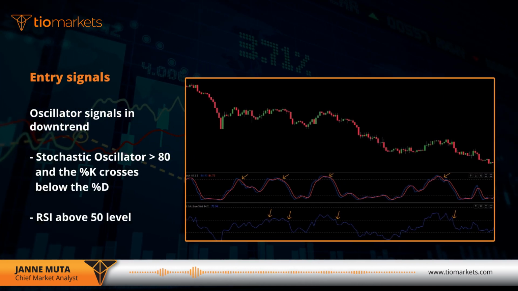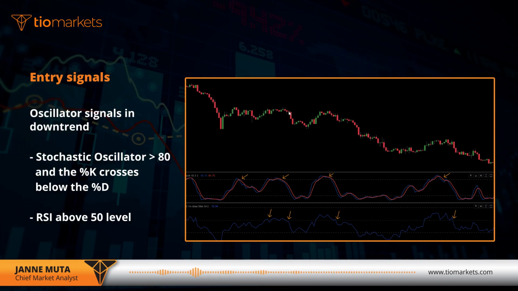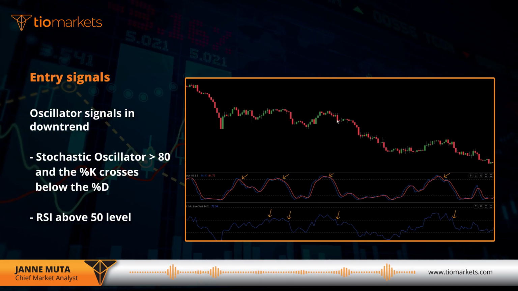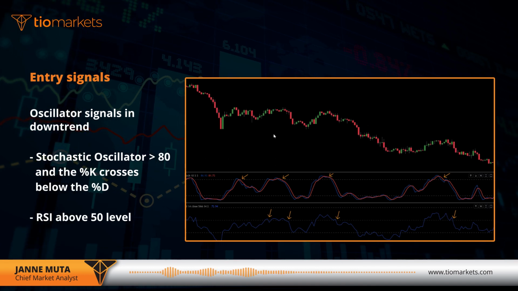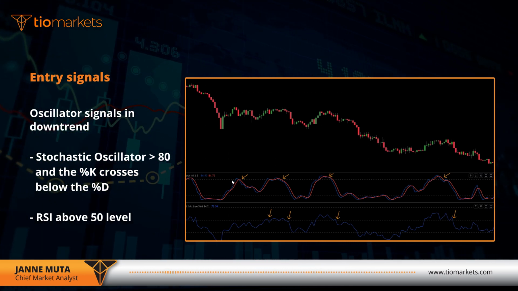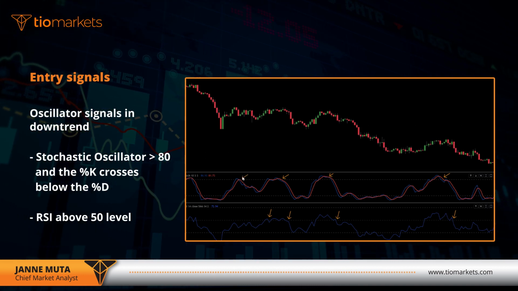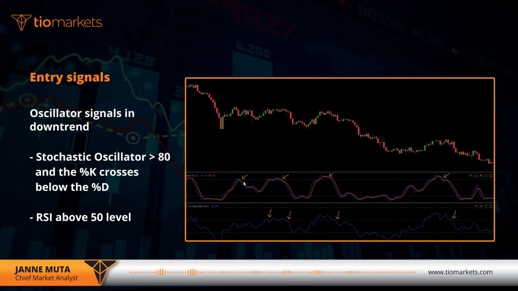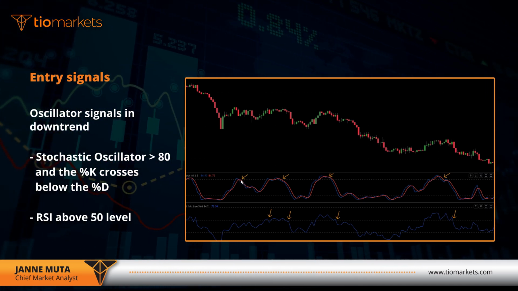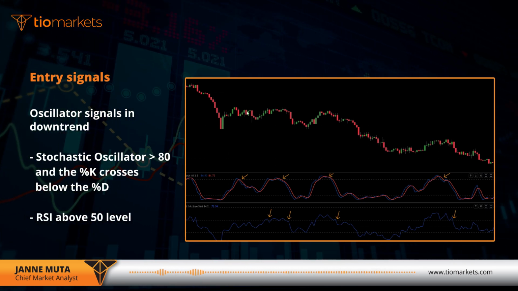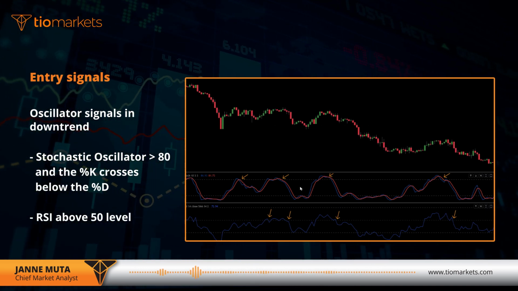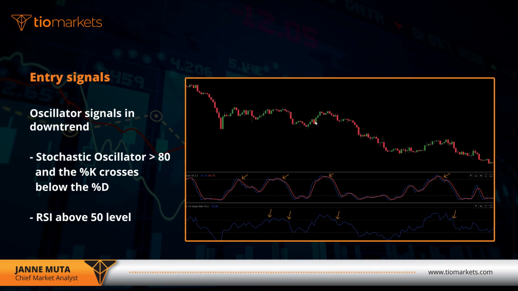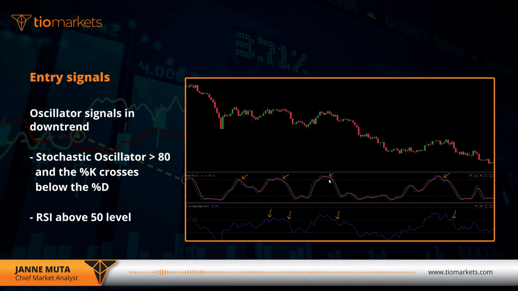And then entry signals in a downtrend. The market keeps on making lower highs. It keeps breaking support. So we know that it's in a downtrend. And now the signal to sell could be something like this. This is stochastics 10, 3 and 3. So we have the stochastic oscillator above 80 and then the percentage K crosses below the percentage D. So that's a potential entry signal. And after some sideways movement, the market gave another signal here and then dropped a little lower. And then with the next rally failure, we had another signal there.